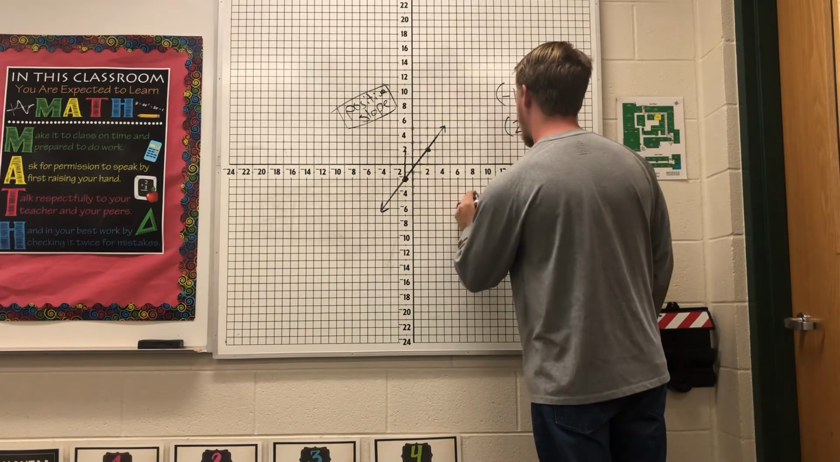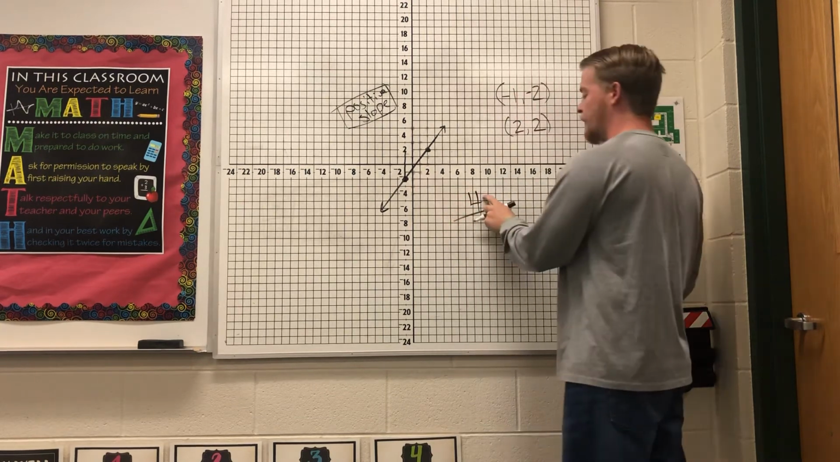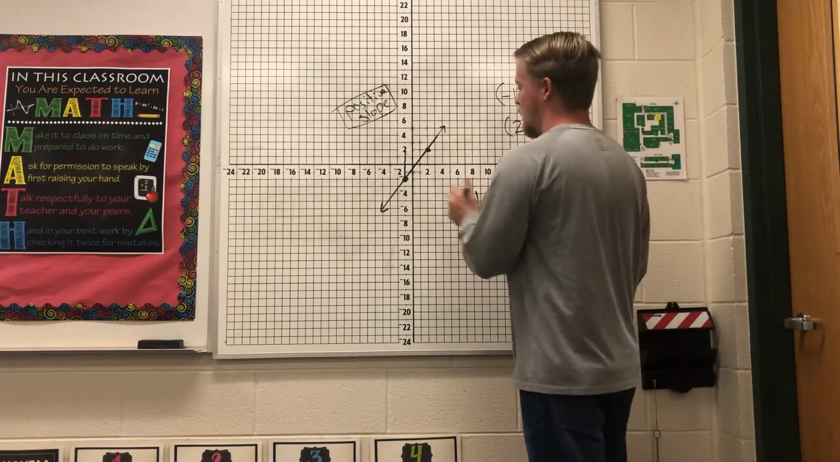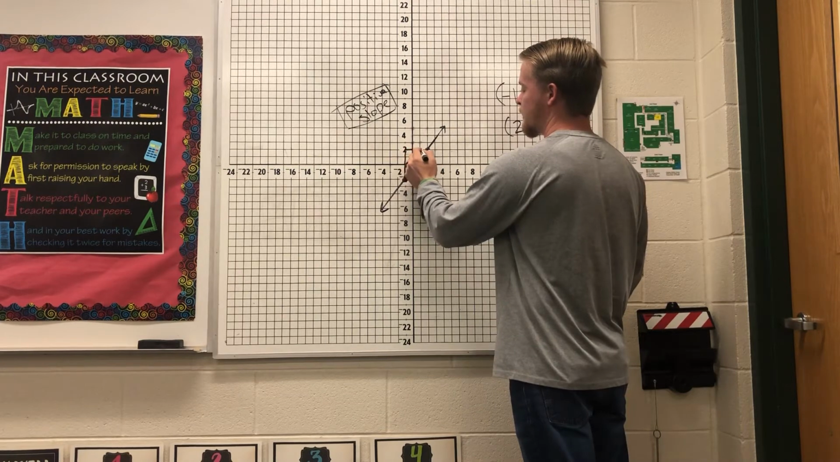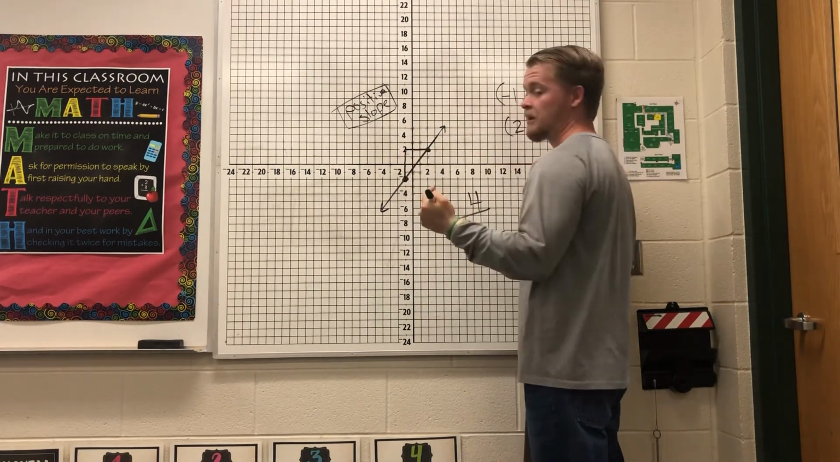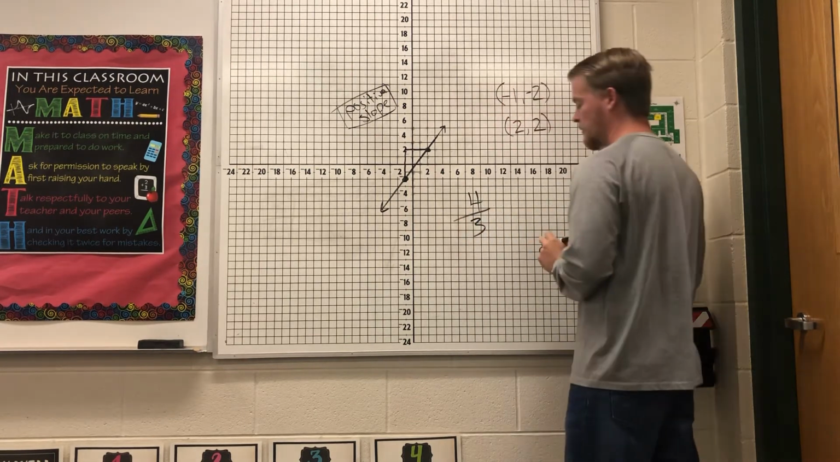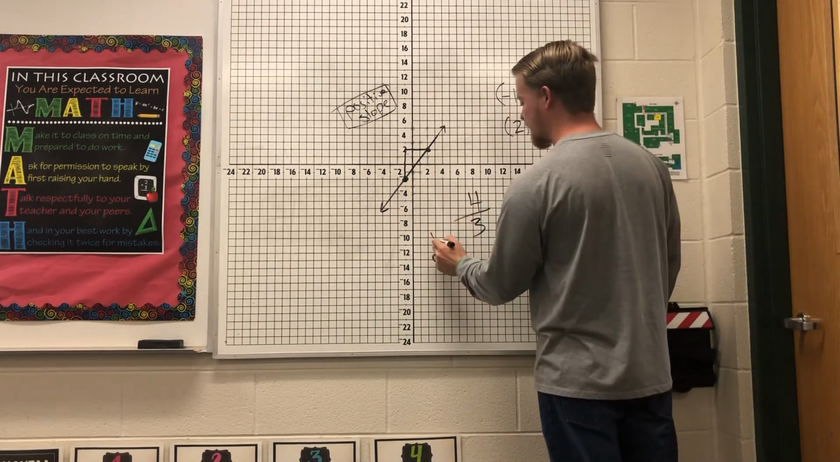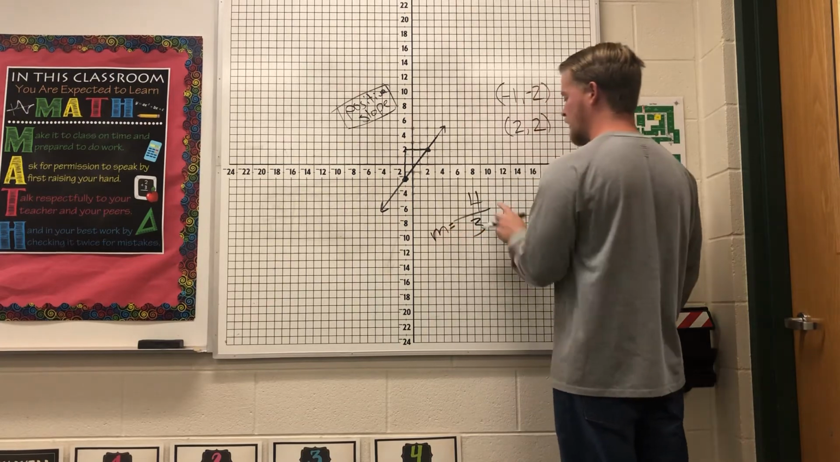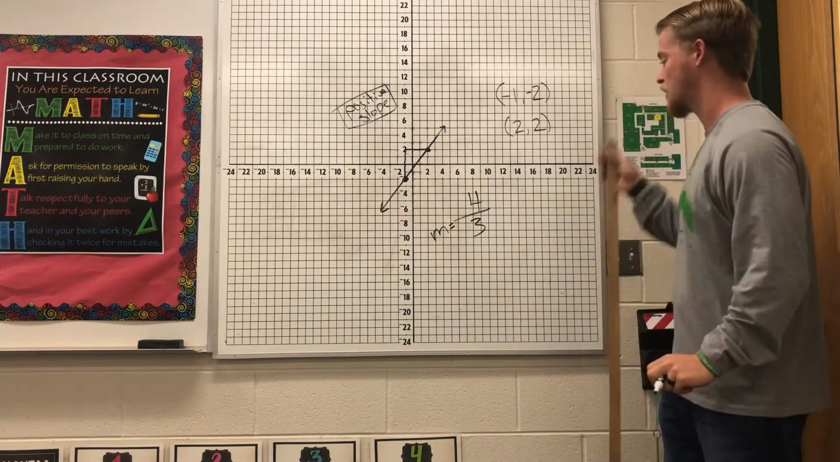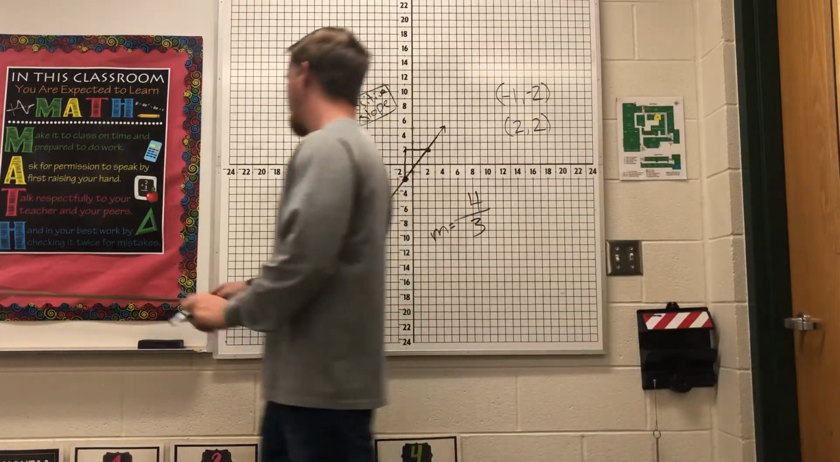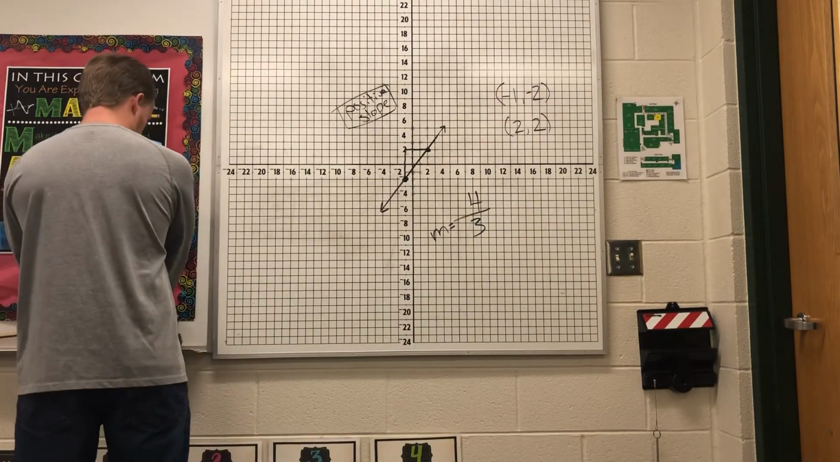So the first number in my slope is 4 on the top. Over 1, 2, 3 to the right. And to the right is positive, so that is a positive 3 on the bottom. So my slope of this line would be m equals 4 over 3. Okay, so that is how you find the slope of graphs.